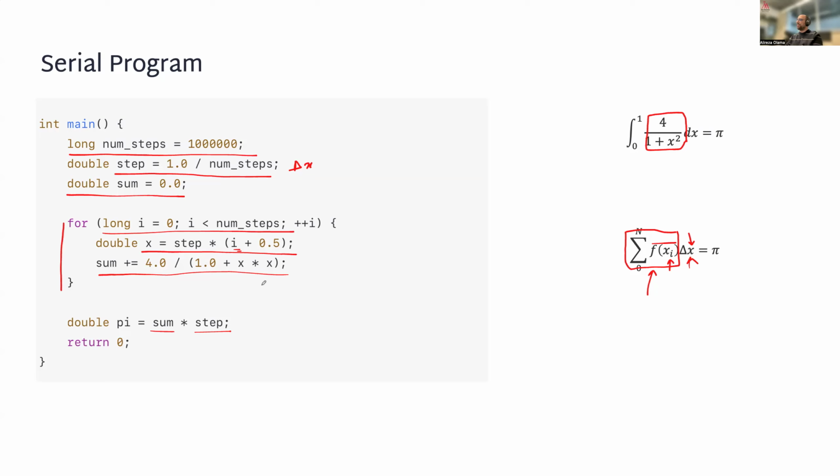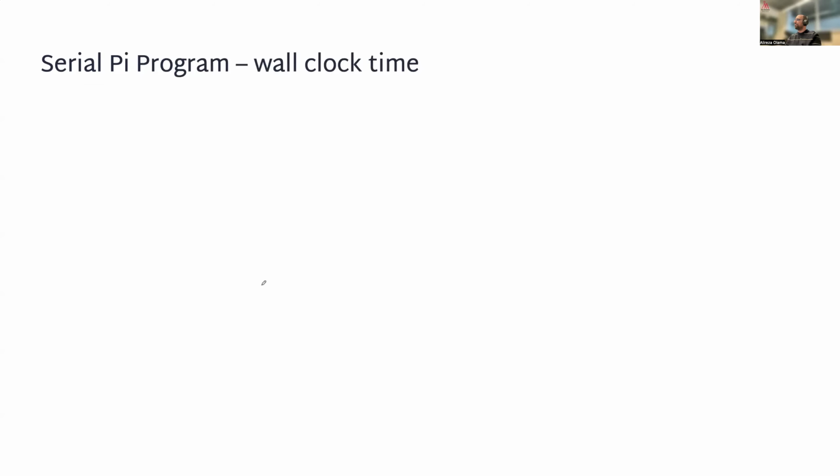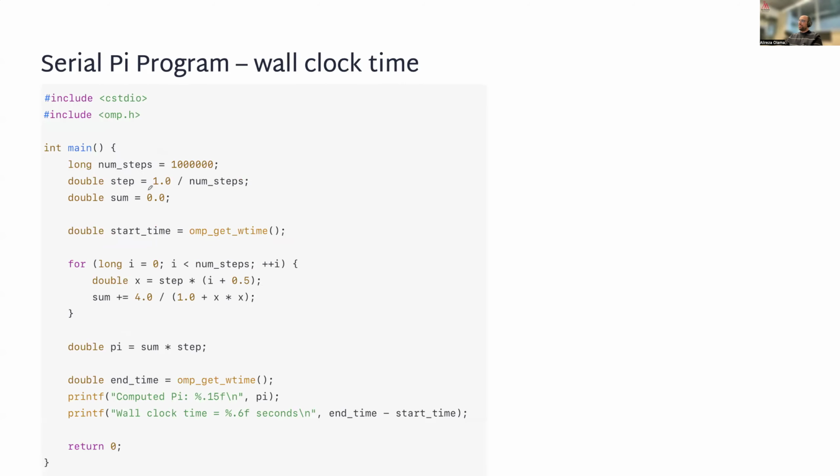But before that, let's see how we can measure the execution time of this program. For measuring the execution time, in this case, we want to measure the wall clock time. You can use OpenMP as well, but here we are not parallelizing anything. We just use OpenMP to get wall clock time. So you just need to include OpenMP, right? And then we are interested in the time spent on this part, the main calculation, right?